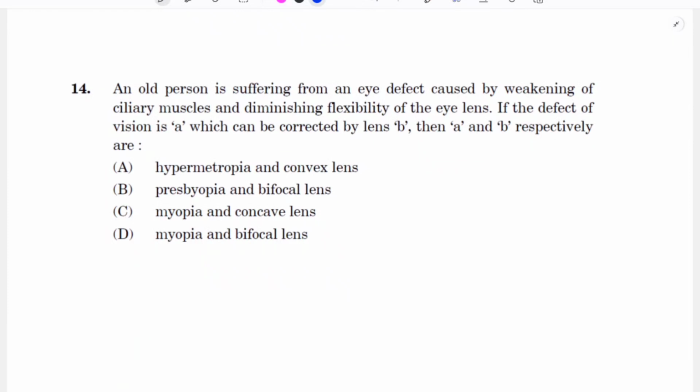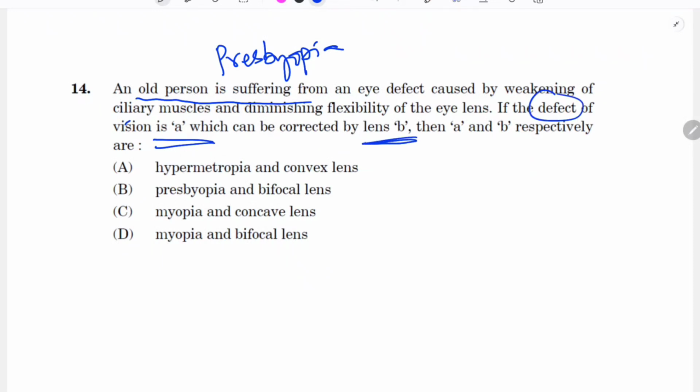An old person is suffering from an eye defect caused by weakening of ciliary muscles. So old person, right? So old person means which problem will be there? The problem we know due to aging, that is presbyopia. So first you have to consider this point. So weakening of ciliary muscles and diminishing of flexibility of the eye lens. If the defect of the vision is A, which can be corrected by lens B. So A is the defect and B is the lens. Then A and B respectively are.